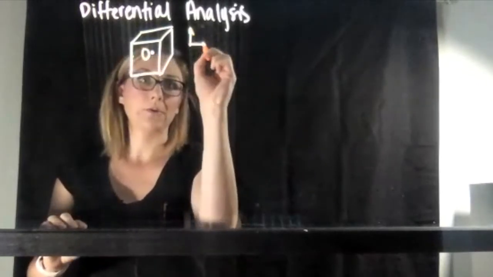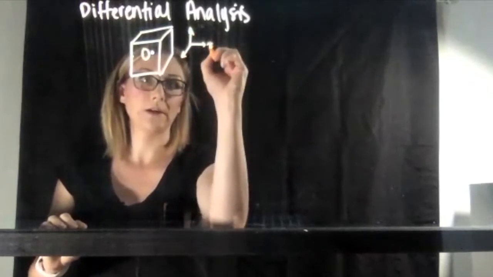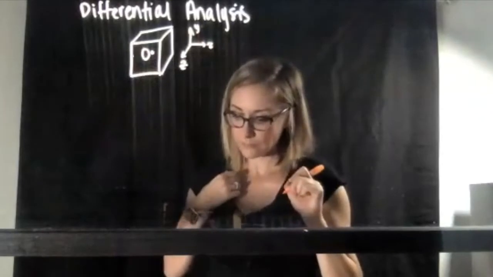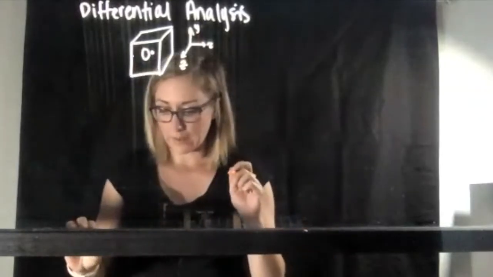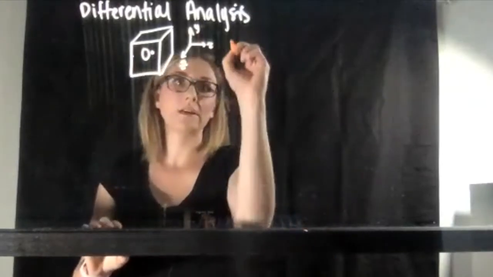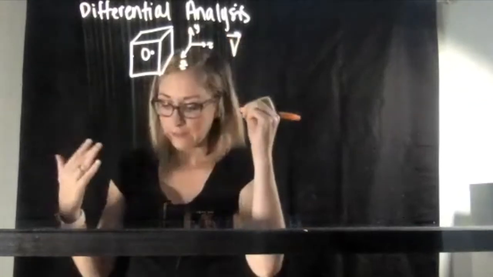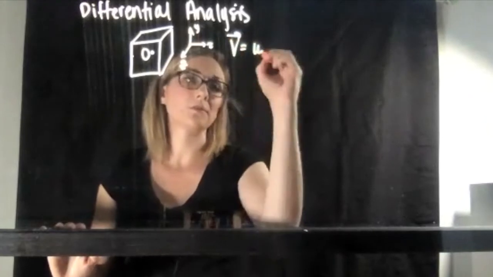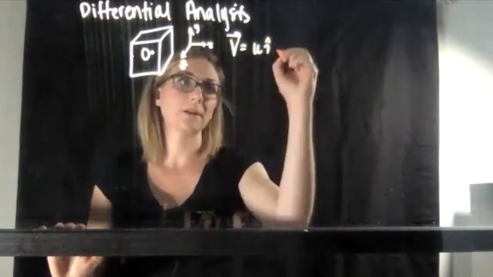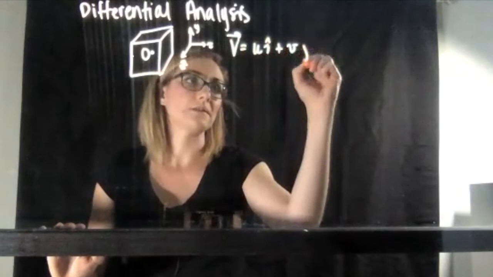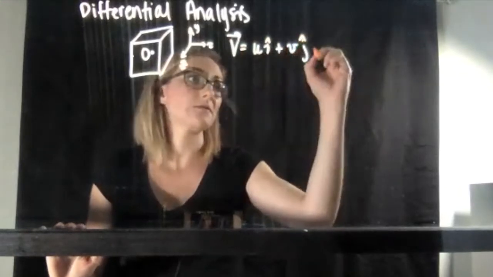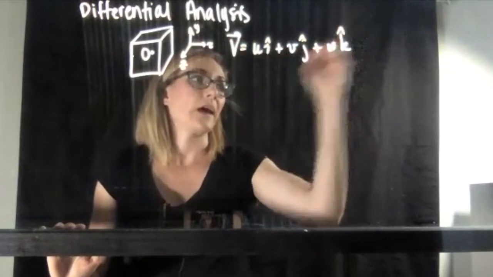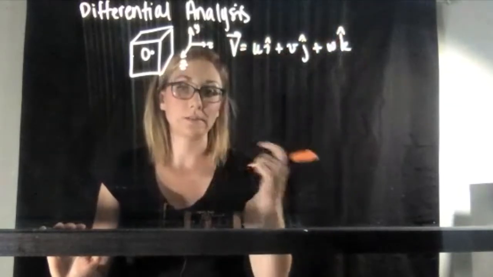And I'm going to have my coordinate axes here, so x, y, and z. And here we have our velocity, the same as always, consisting of a little u to denote the i hat or x aligned direction, a little v to denote the j hat or y aligned direction, and then a little w to denote the k hat or z aligned direction.